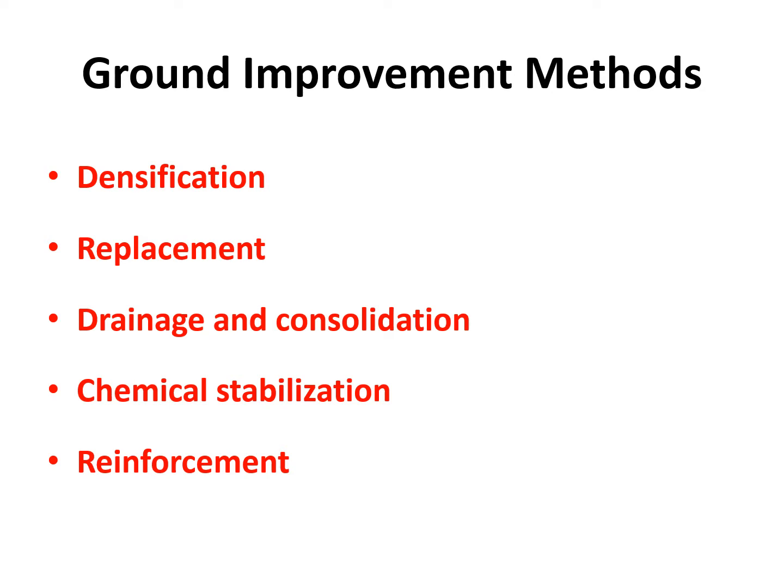If we are constructing on poor or loose soil, the building may collapse. There is a possibility. So we need to increase the strength of the soil. There are many methods. These are also some methods. Other than these, some other methods are also there. These are the major methods: densification, replacement, drainage and consolidation, chemical stabilization, and reinforcement.